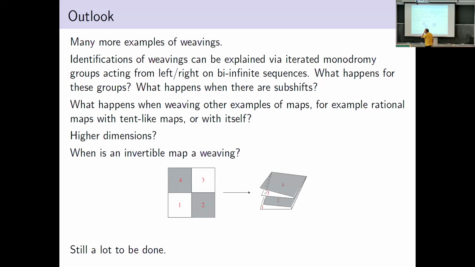And then of course you can ask, you have a map, let's say a pseudo-Anosov or generalized pseudo-Anosov or something like that. Does this arise as a weaving? Does this come from the construction? We don't know.